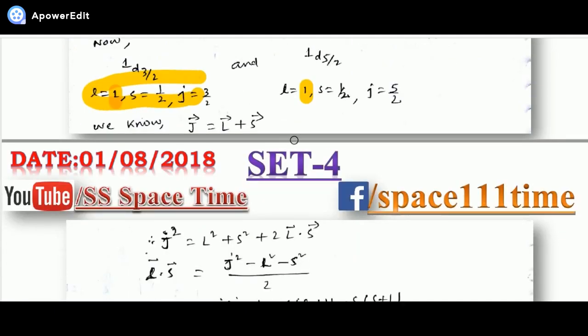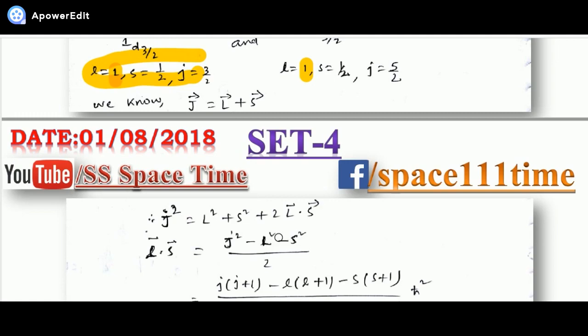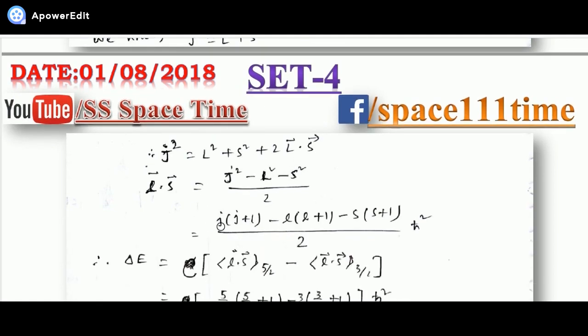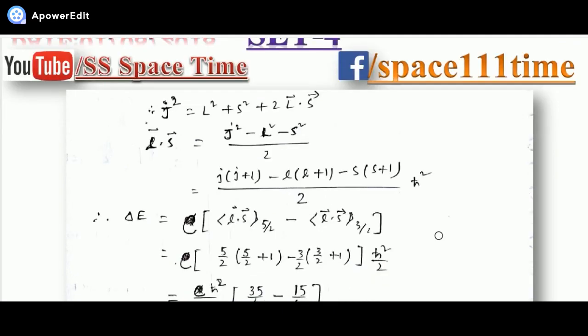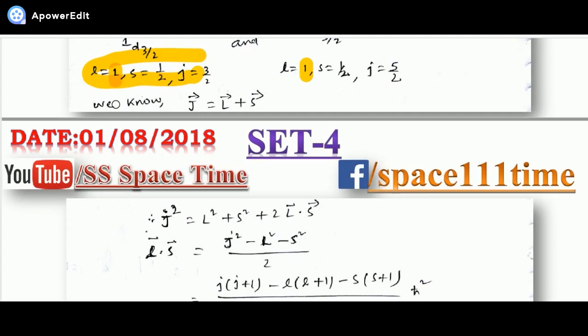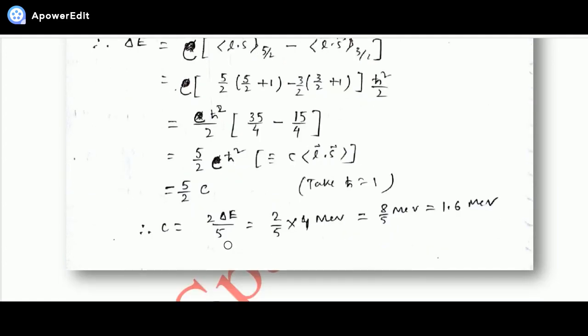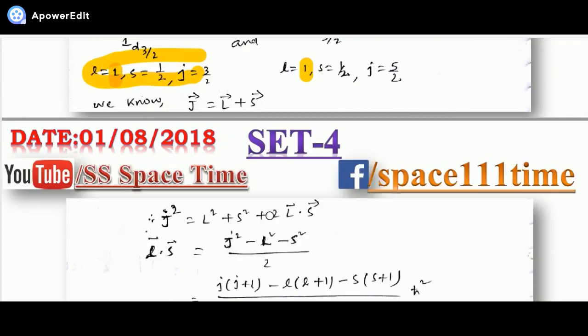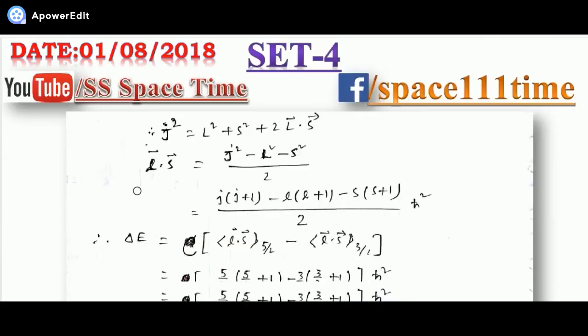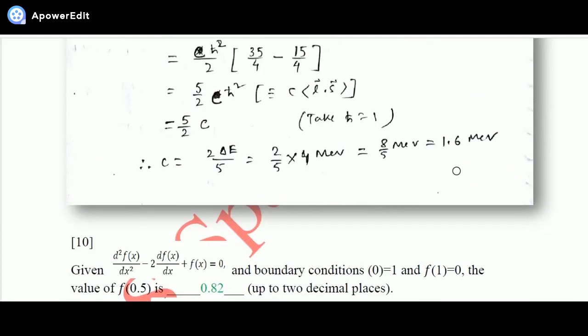Okay, so J equals L plus S. So J square equals L square plus S square plus 2 L dot S. Now J square has eigenvalue J into J plus 1 times h cut square, L square has eigenvalue L into L plus 1, and S square has S into S plus 1. If you put in these values, L and S will not matter, but the J values are different, so J will contribute to this energy expression and it will produce 5/2 C. So C equals 2/5 into delta E. Now the value of delta E is given to be 4 MeV. Putting in the value, we get C equals 1.6 MeV.